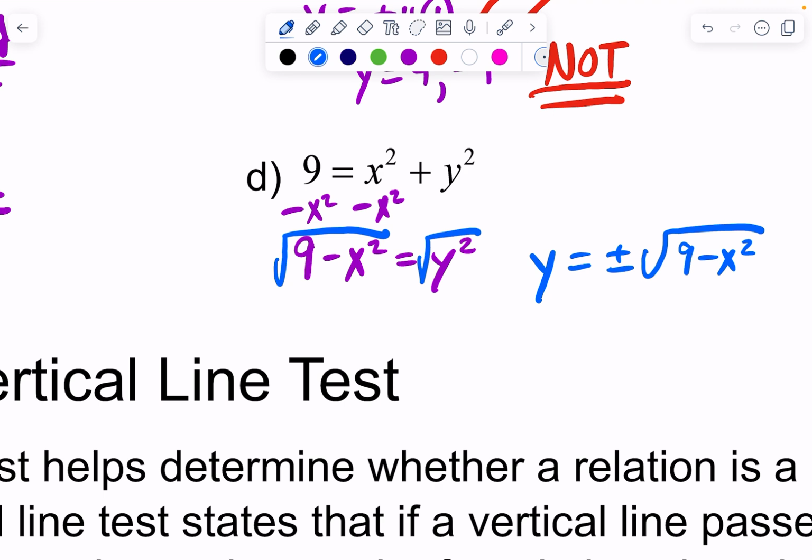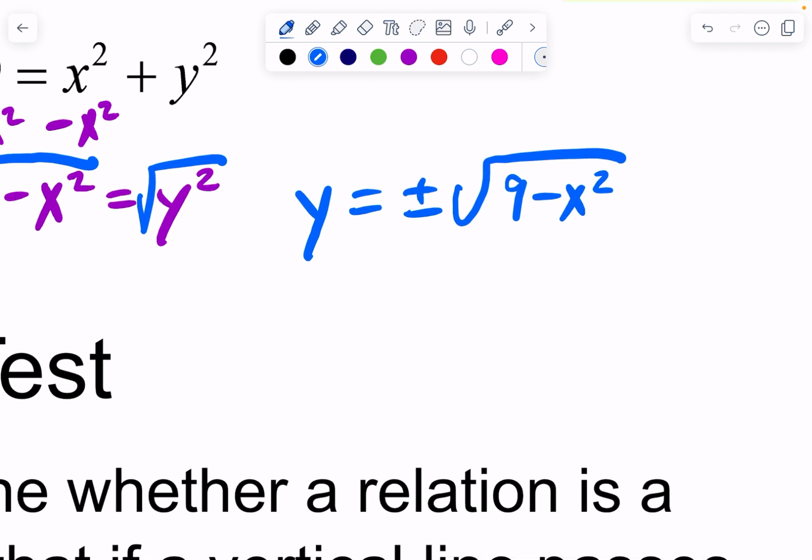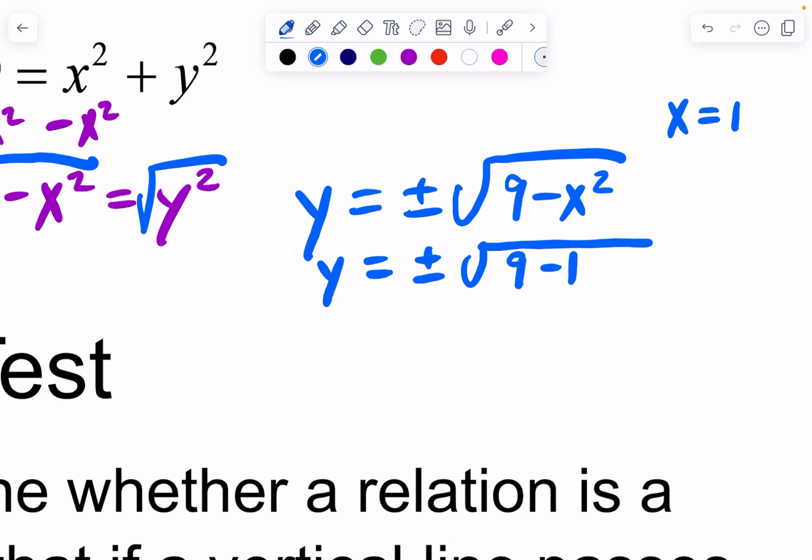Why plus or minus? Because please remember that whenever you use a square root to solve, it must be in plus or minus. Okay, so now let's choose an x value and solve for y. So let's go ahead and use x equals 1 again. I've got y equals plus or minus the square root of 9 minus 1 squared, which is 1. So y equals plus or minus the square root of 8.